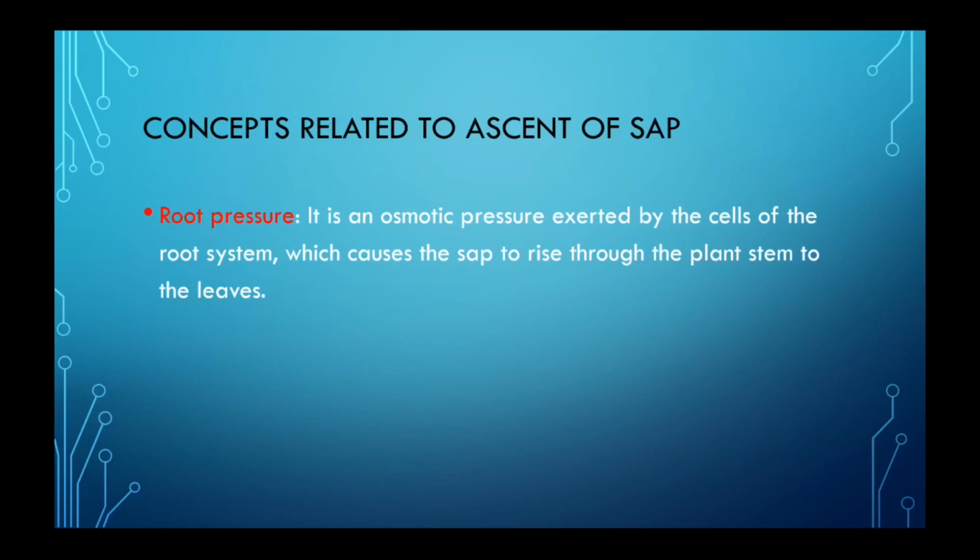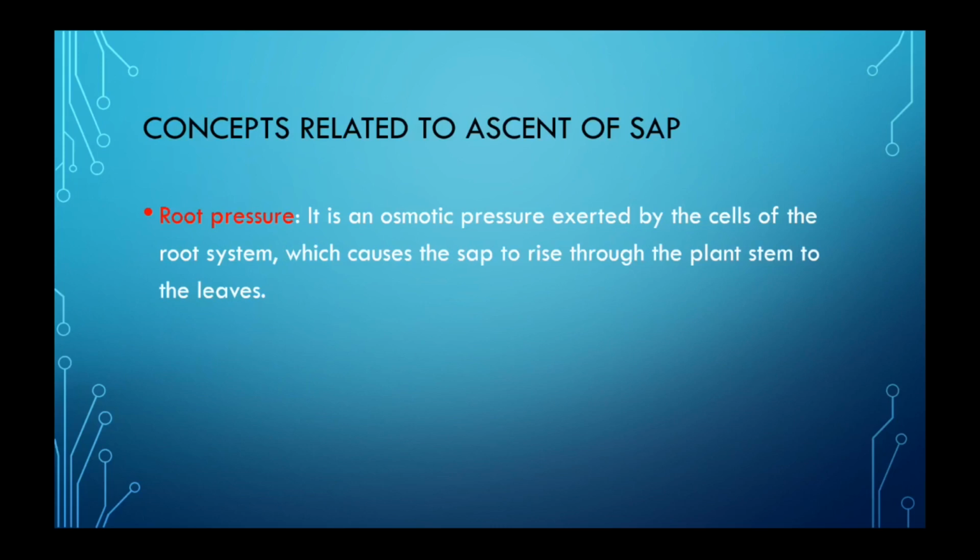Different scientists have their opinion on how water reaches the upper region of the plant. They were very much interested in that. The root pressure concept is given by some scientists, and it is an osmotic pressure. What is root pressure? An osmotic pressure. And what is osmotic pressure? The pressure generated when osmosis takes place.